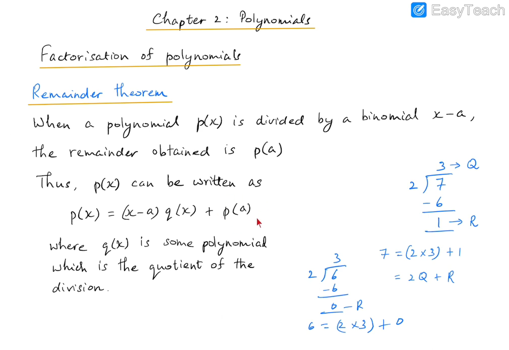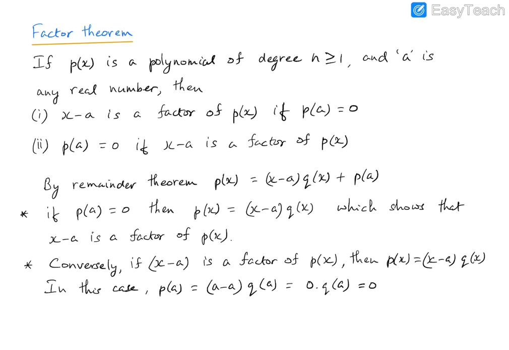That means P of a will be 0. So if the remainder is 0, then that divisor is a factor of the polynomial P of x, and that is what the factor theorem is telling us. So x minus a is a factor of P of x if P of a, that is the remainder, is equal to 0. Or conversely, if the remainder is 0, that is if P of a equals 0, because P of a is basically the remainder. So if the remainder is 0 when dividing P of x by x minus a, then we can conclude that x minus a is a factor of P of x.